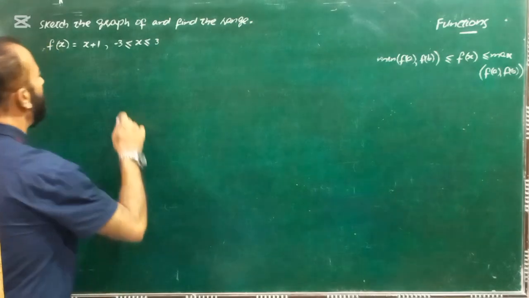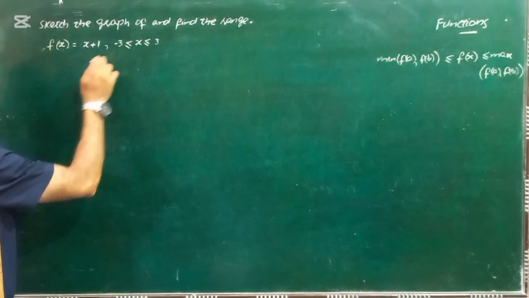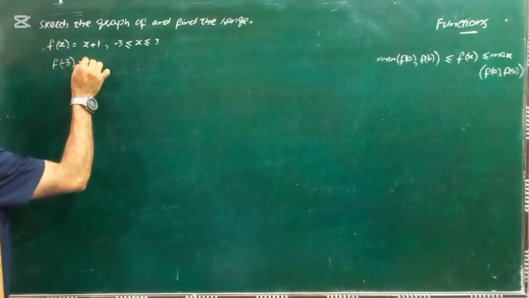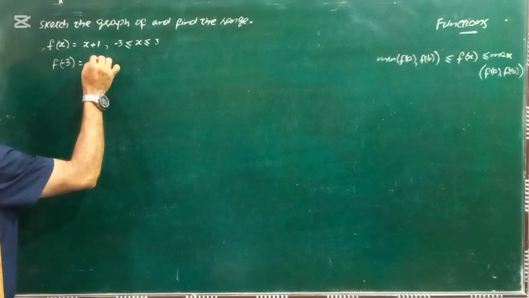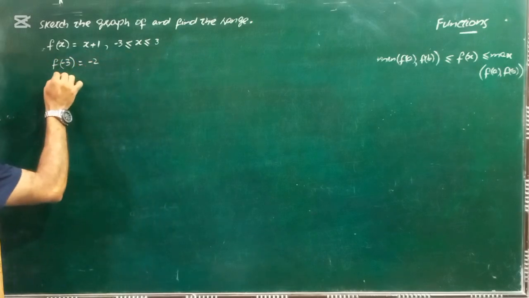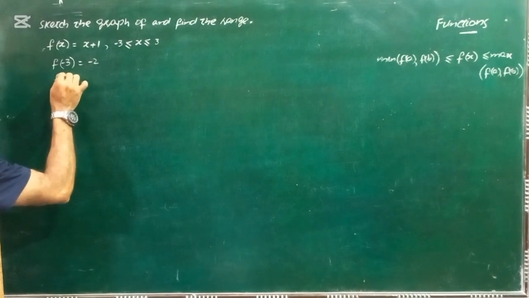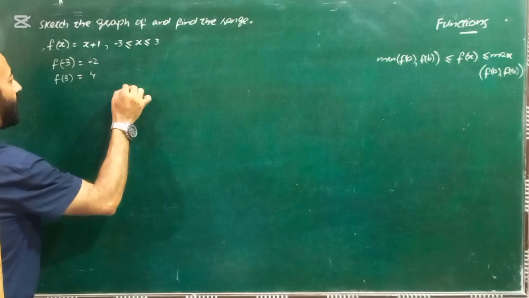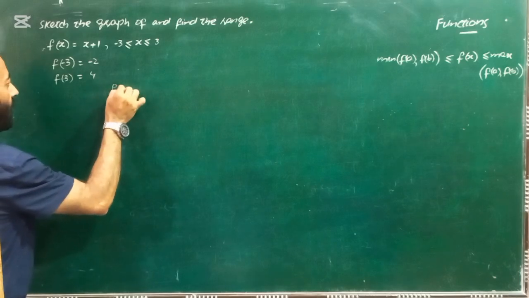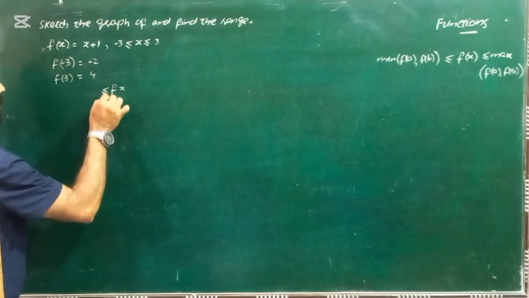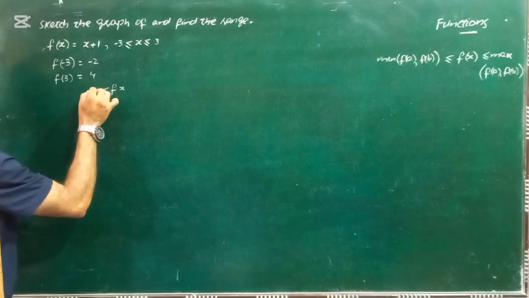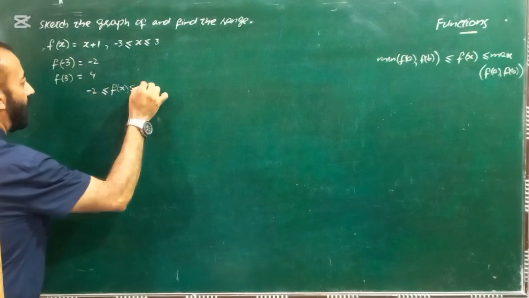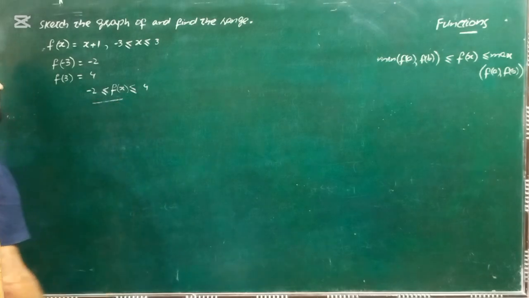So if you can see, we are going to put the values for -3. So f of -3 is -3 plus 1, which is -2, and f of 3 is 3 plus 1, which is 4. So you can see the range will be f of x is greater than or equal to the minimum, that is -2, and lesser than or equal to the maximum, that is 4. So this is the range.